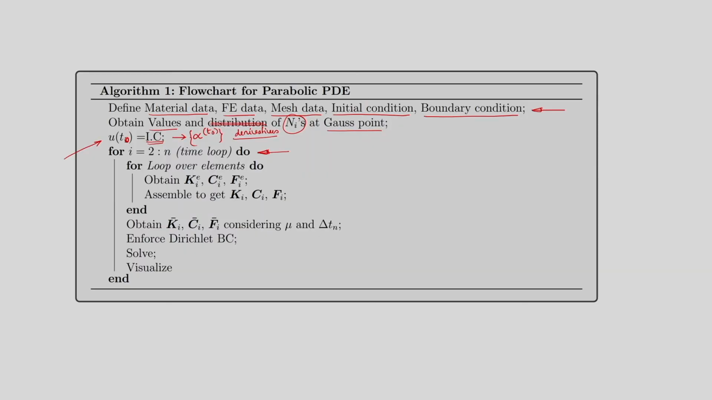So, as I started from t1, that is why it runs from 2 to n. If you start from t naught, it should go from 1 to n, okay. So, accordingly you need to modify the range of i, alright. Then, so this is the time loop, okay. So, the outermost for loop, that is the time loop.